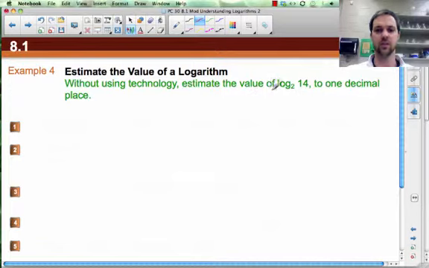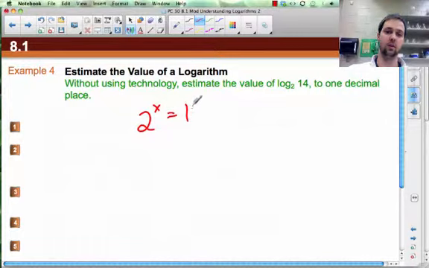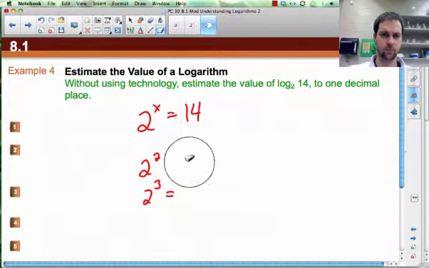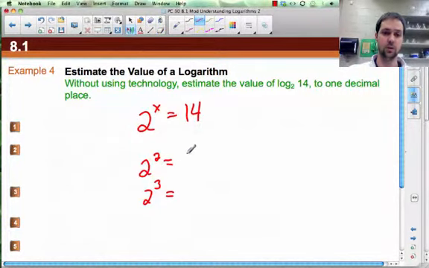Without using technology, estimate the value of log base 2 of 14. So we'll rewrite this: 2 to the something equals 14. We don't know what it is. Now, in order to estimate this value, I'm going to go with a few other known values. 2 to the 2 is 4. 2 to the 3 is 8.